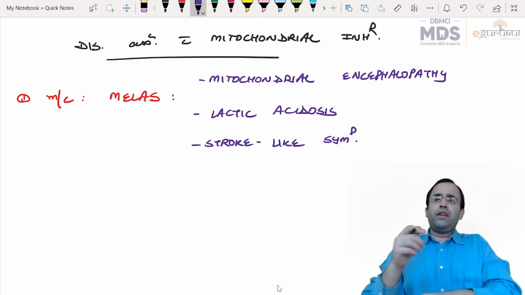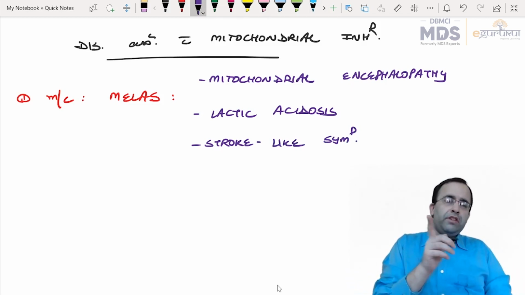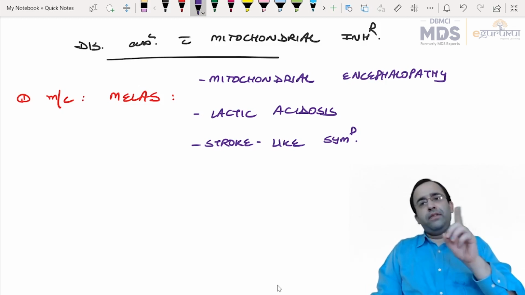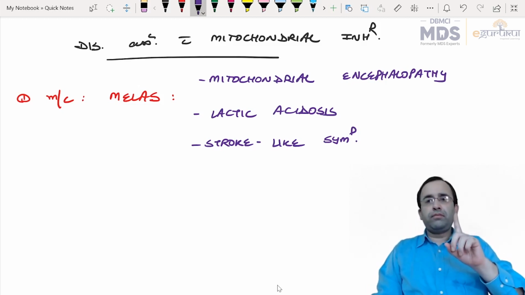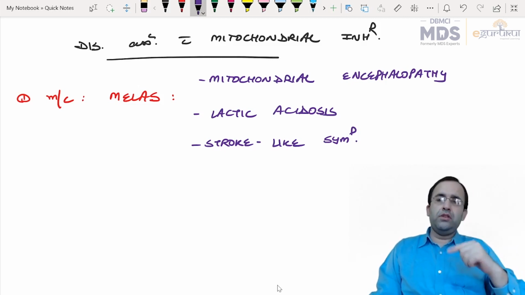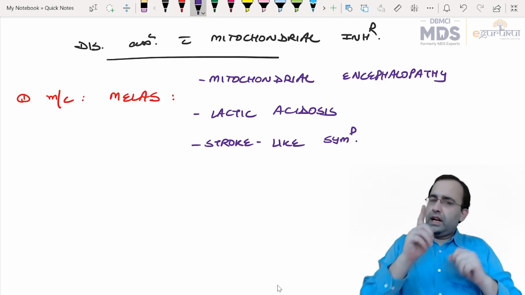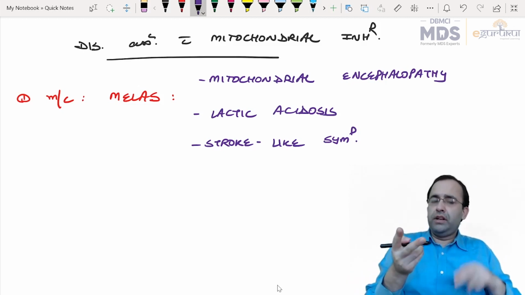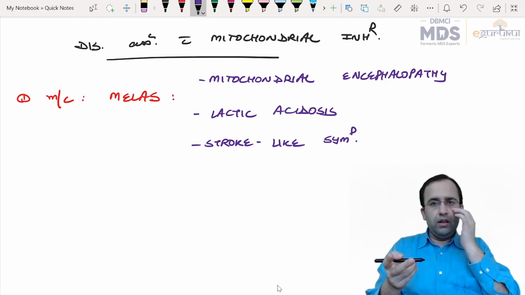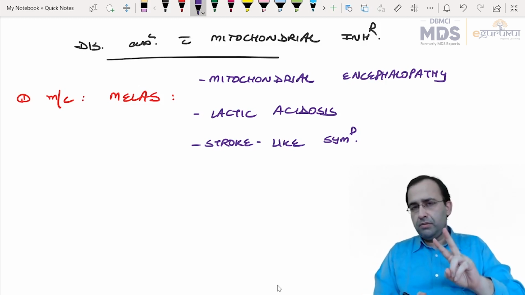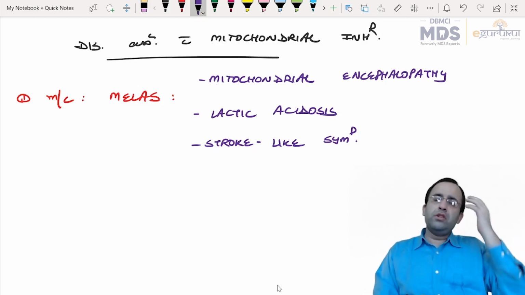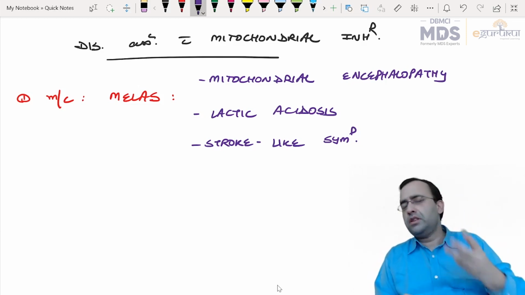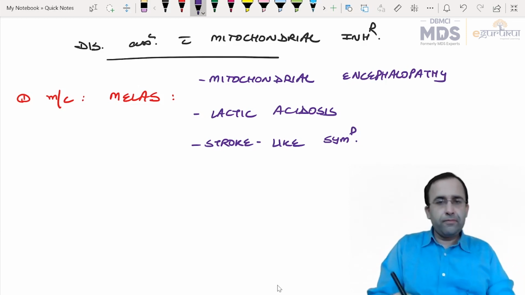Why is this happening? See, if mitochondria is not functioning well, if it is a mitochondrial disease, what is the role of mitochondria? Generation of ATP. If ATP generation reduces, it will lead to lactic acidosis. The more active muscles will be affected, that is muscles around the eye, the extraocular muscles will be affected, and it will cause stroke-like symptoms. So mitochondrial encephalopathy, lactic acidosis and stroke-like symptoms, MELAS.